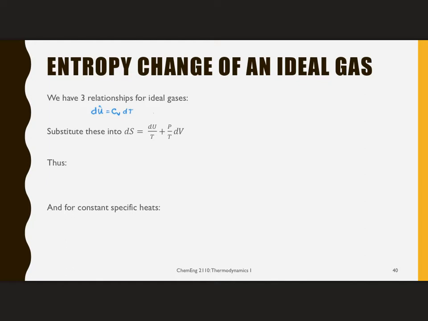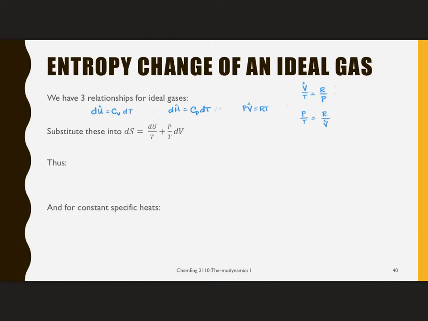First, we know that the change in internal energy is C sub V dT. We know that change in enthalpy is C sub P dT. And finally, we know the ideal gas law, PV equals RT. And this may be rearranged in a couple of ways. Either V over T is R over P, or P over T equals R over V.